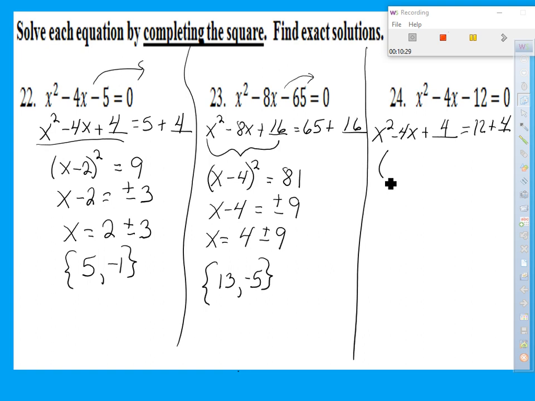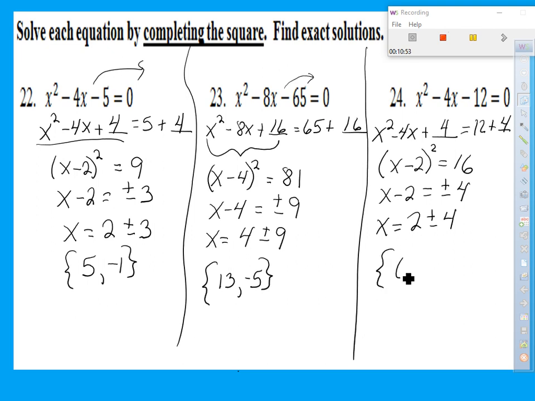Now this side becomes x minus 2 squared equal 16. Apply the square root property. So x minus 2 is positive or negative 4. Let's go get our two answers. So I've got 2 plus or minus 4. My two answers, 6 and negative 2. So guys, I've just done 3 with you where the answers come out nice. The right-hand side comes out as a perfect square. Let me show you a couple where that doesn't happen.